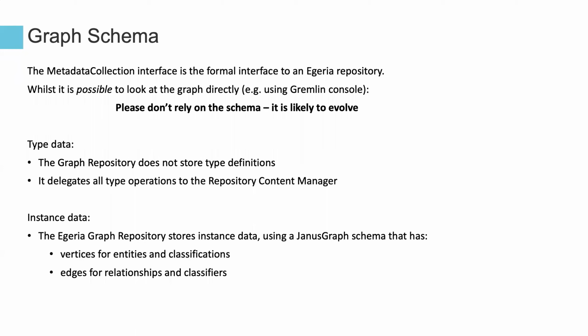So what we do store in the graph database is instance data. This is entities, relationships, and classifications. We use vertices for both entities and classifications. I'll show you this pictorially on the next slide. And we use edges within the graph database for relationships.